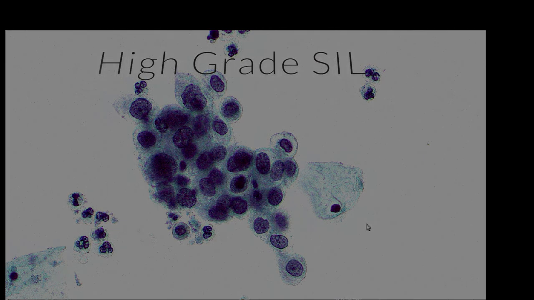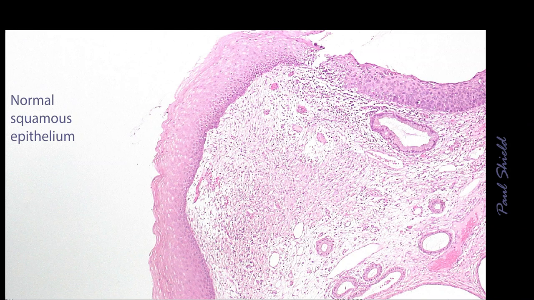Hi, it's Paul. In this clip, we're going to look at high-grade SIL. And first of all, we'll start with the histo. So on the left-hand side here, you can see normal stratified squamous epithelium. This is a large loop excision of the transformation zone, a LETS biopsy of the cervix.